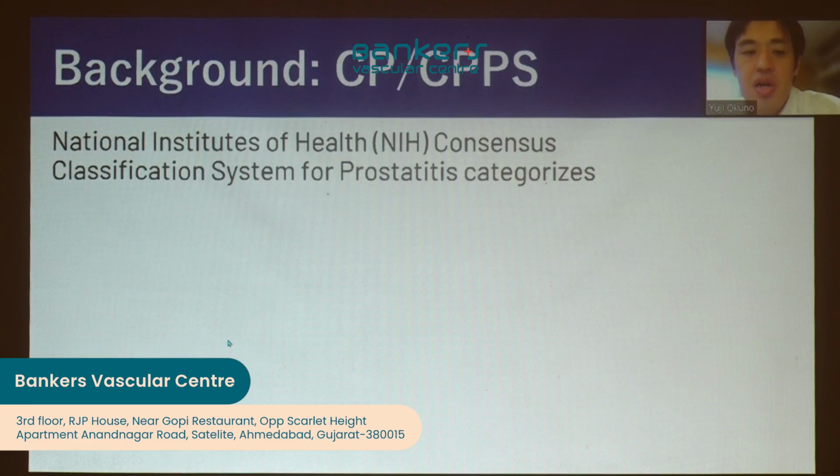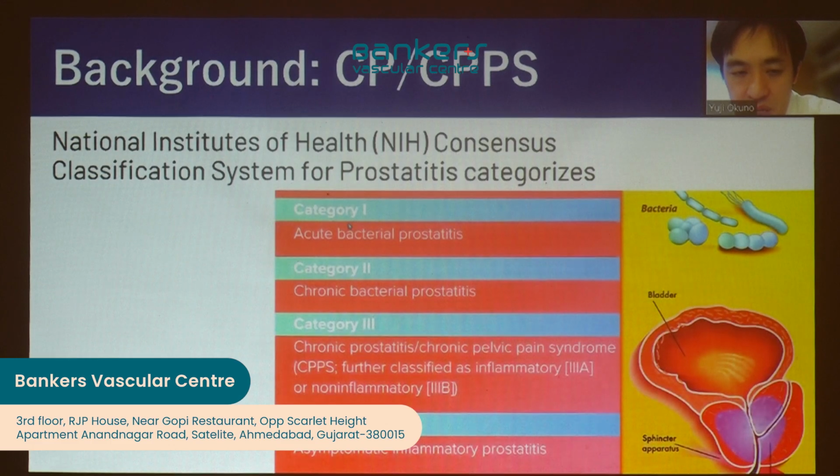So there is an NIH consensus classification system for prostatitis. There are 4 categories. Category 1 is acute bacterial prostatitis. Category 2 is chronic bacterial prostatitis. And category 3 is chronic prostatitis and chronic pelvic pain syndrome. That is the most common, and this case is also category 3. Category 4 is without symptoms.